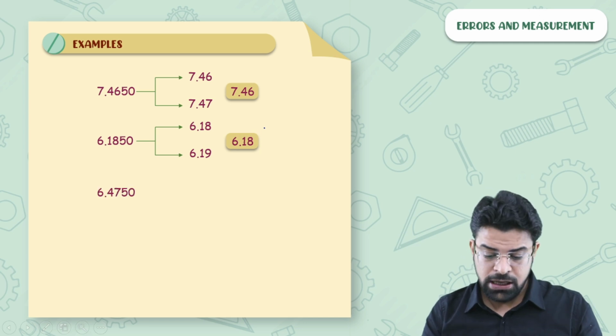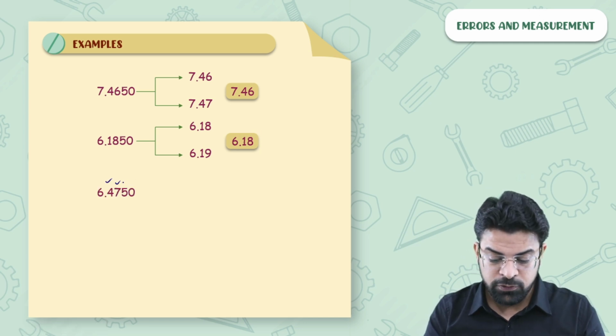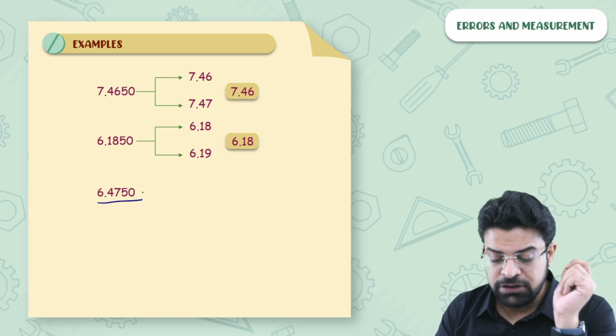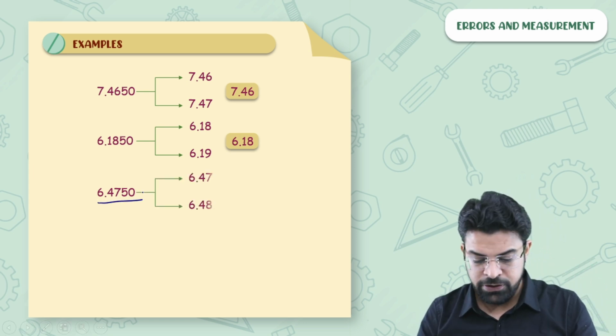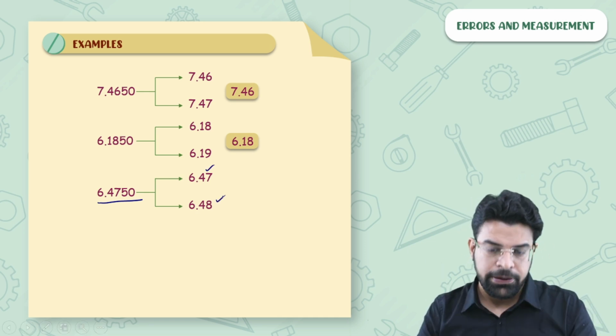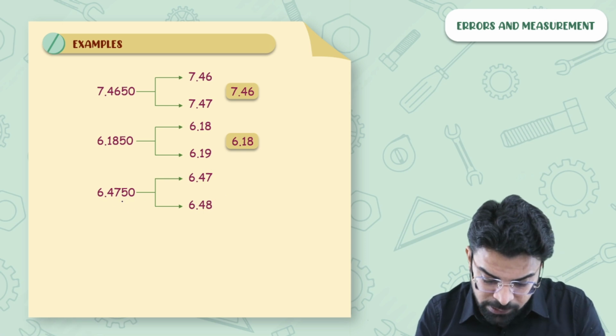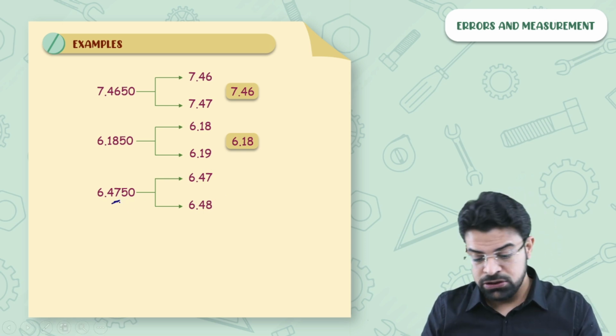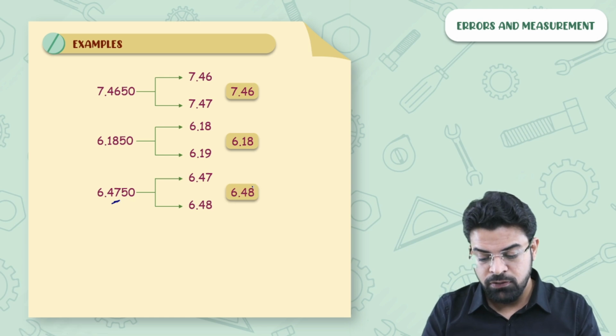Next, if you have got 6.4750. Now 6.4750 lies exactly midway between 6.47 and 6.48. Think of the number line. But since the number before 5 is odd, you will add 1 to it. So what you will get is 6.48.